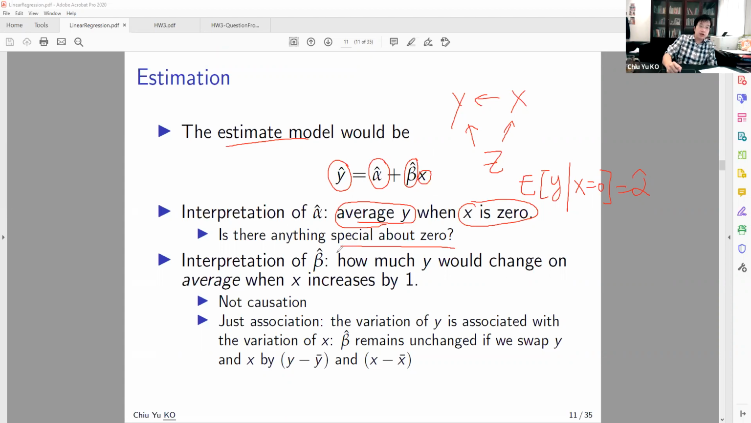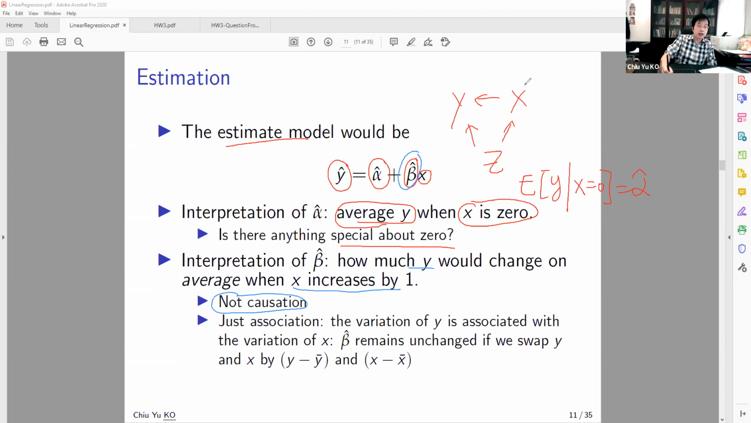The second one is actually the most important. What we care about the most is the beta. What's the meaning of that? It means the slope. On average, if X increases by 1, how much would Y change? Do note that beta can be positive or negative, so X increases by 1 and Y would either increase or decrease. But remember, it's not causation.